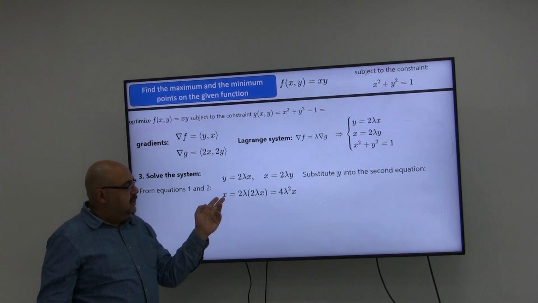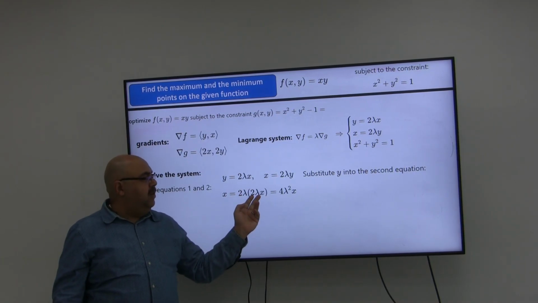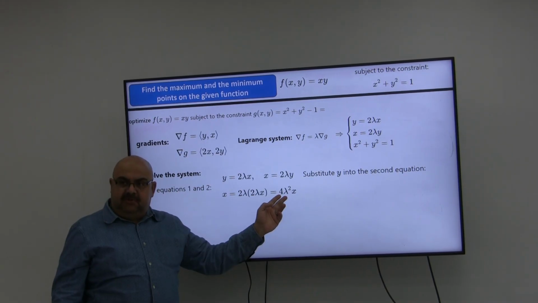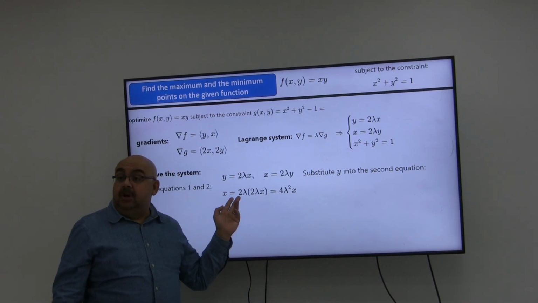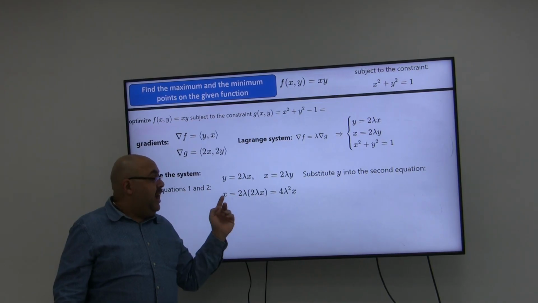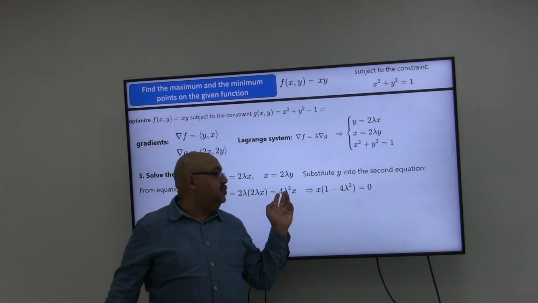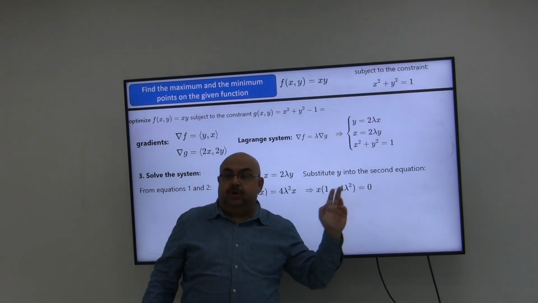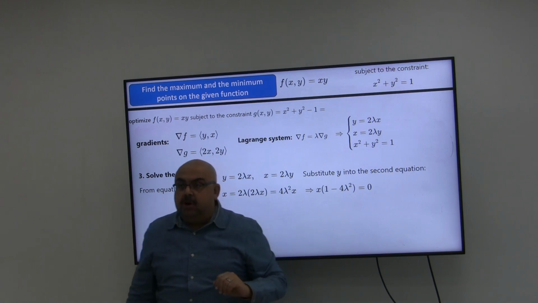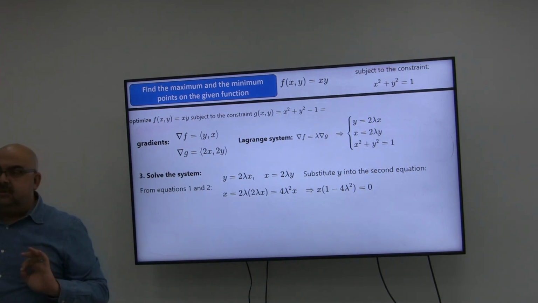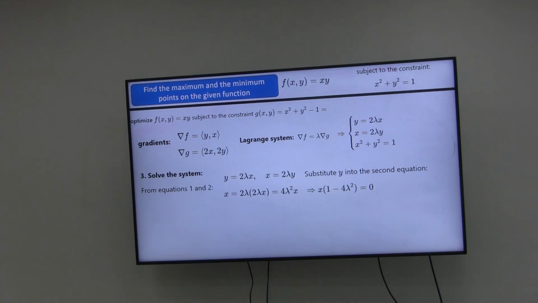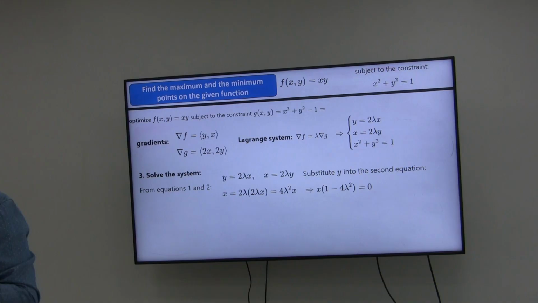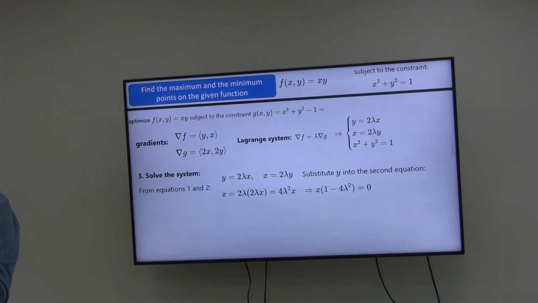I will have x equal to 2 lambda times 2 lambda x, which means it's going to be 4 lambda squared x. Yes, Mr. Farid, I will move them all to one side. So the next step, Ziad, I will have x minus 4 lambda squared x. Take x as a common factor and equate it to 0. Okay, Mr. Farid, now look at the alternatives. It is giving you either x equal to 0 or 1 minus 4 lambda squared equal to 0. Am I right? You have only two options.